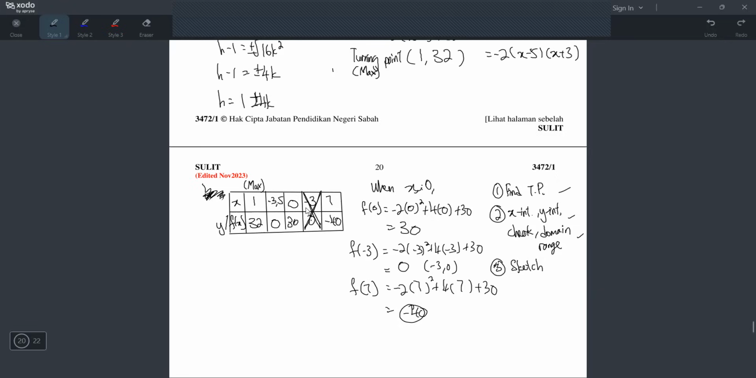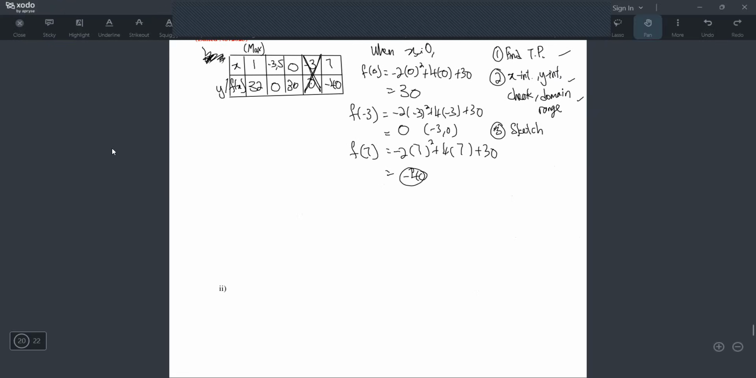Why did I cut it? Because the starting point is the same as the x-intercept point. It means the starting point is actually the x-intercept, right? It means the same point. There are two points at the same place, right? That's why you just cancel it, and then the final point, that's the ending point, right? So with all these points, now you can sketch the graph.